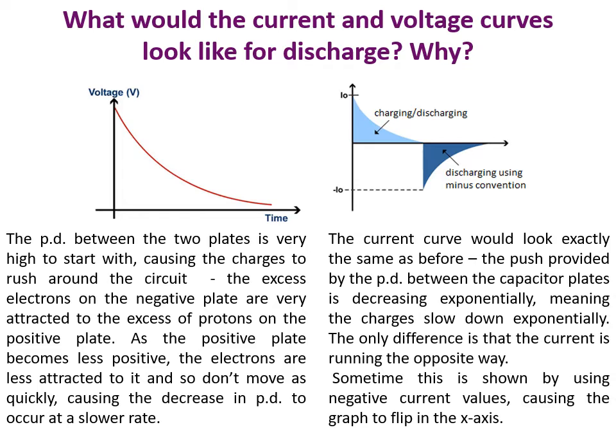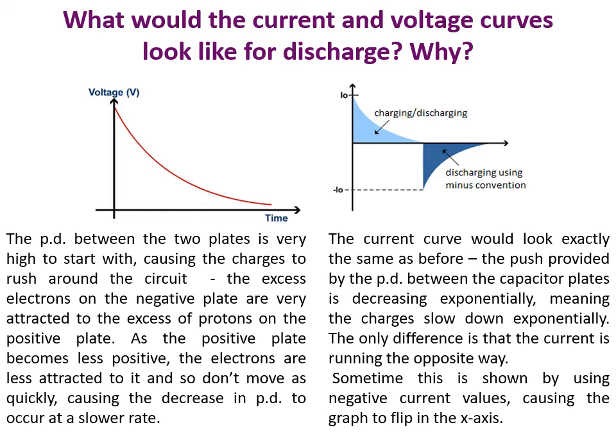the graph is the same for charging and discharging because this is the flow of electrons. So only the difference will be the direction. Otherwise, the current graph would look exactly the same as before for the charging circuit. The push provided by the potential difference between the capacitor plates is decreasing exponentially, meaning the charges slow down exponentially. The only difference is that the current is running in the opposite direction.